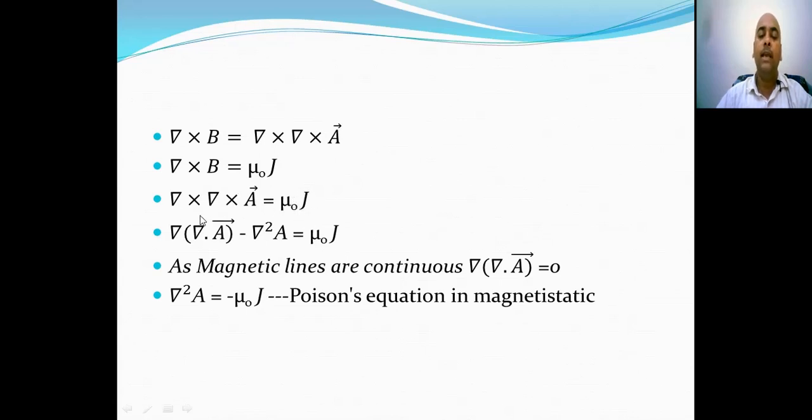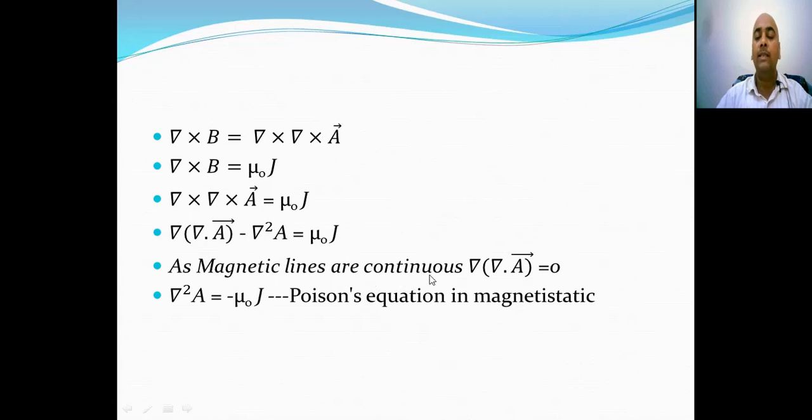This is A cross B cross C, a vector triple product, and A cross B cross C can be expanded as A dot C into B minus A dot B into C. So by expanding this triple product, we obtain del of divergence of A minus del square A is equal to mu naught into J.